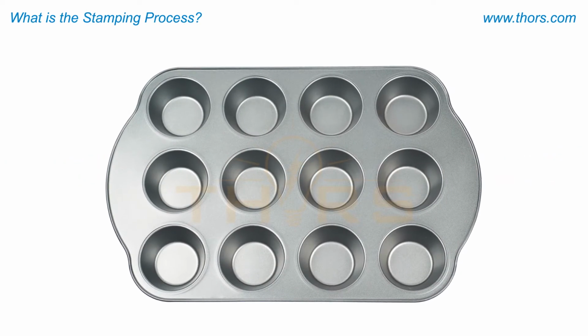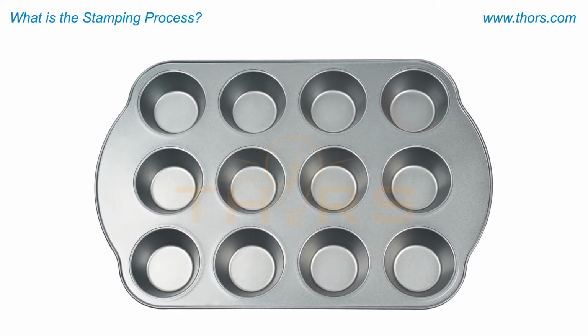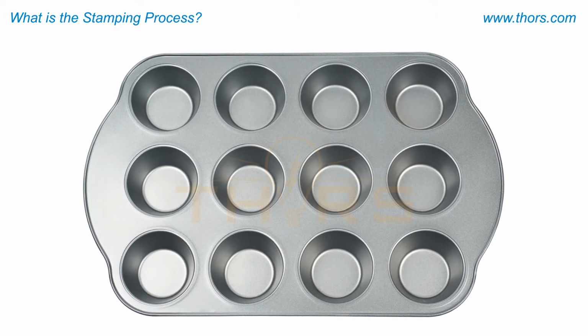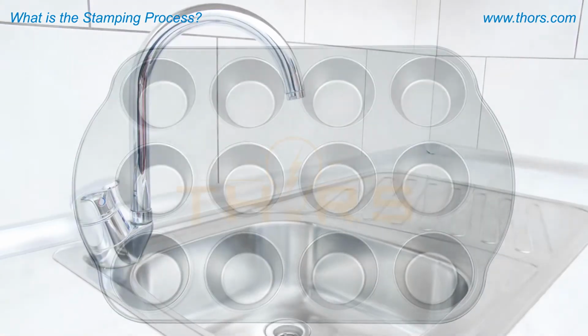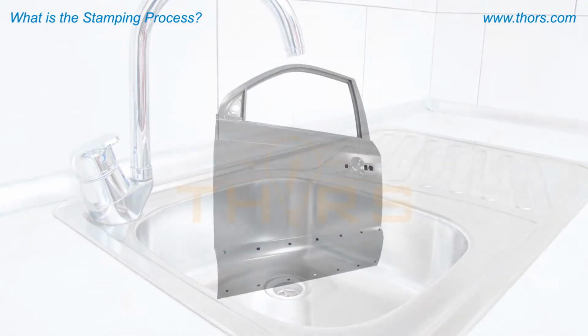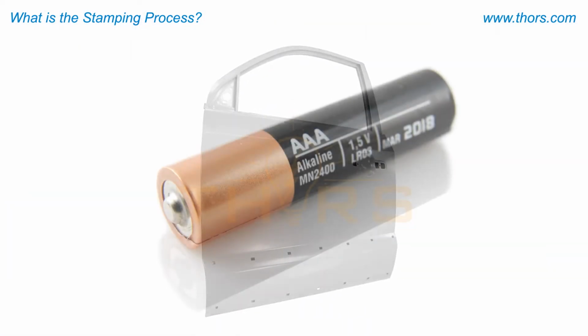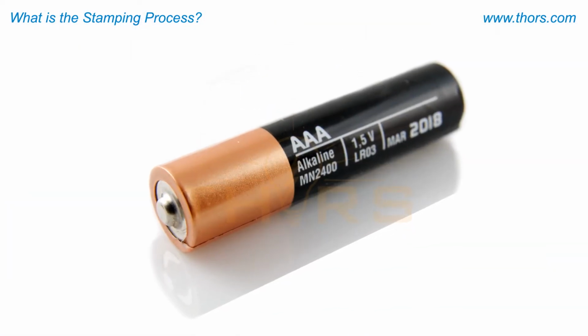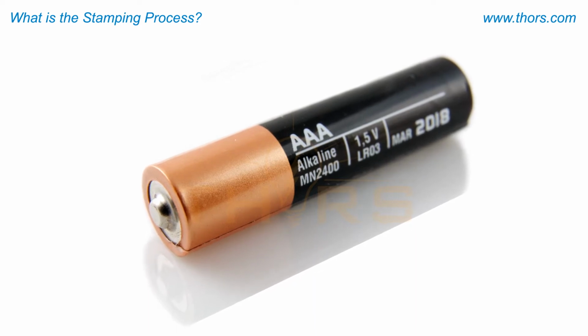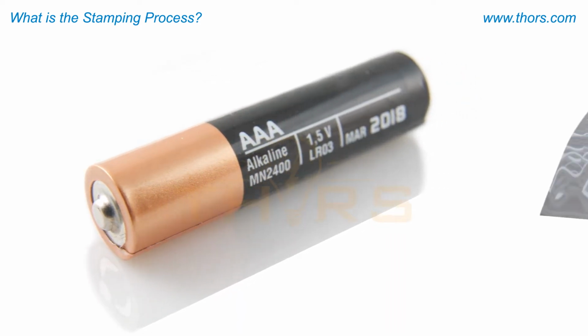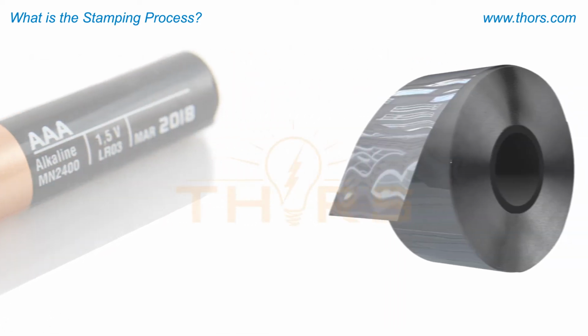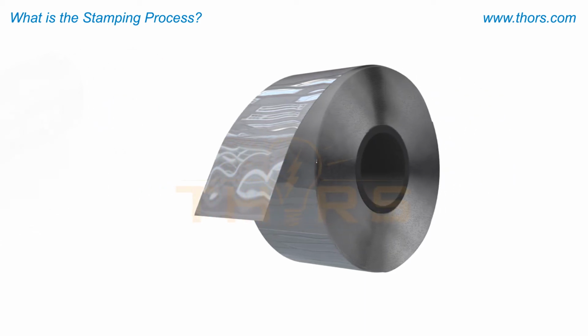Modern-day stamping is used to create many different metal parts. Parts such as muffin tins, sinks, car panels, and battery cases are created by a stamping process. This animation will show an example of an automatic stamping process.